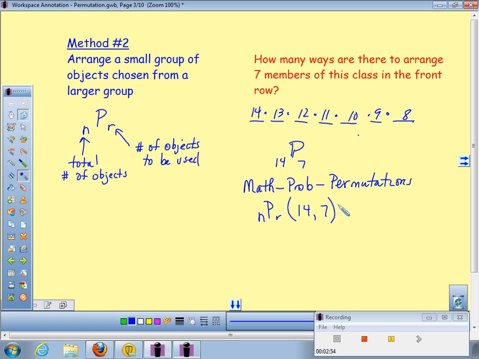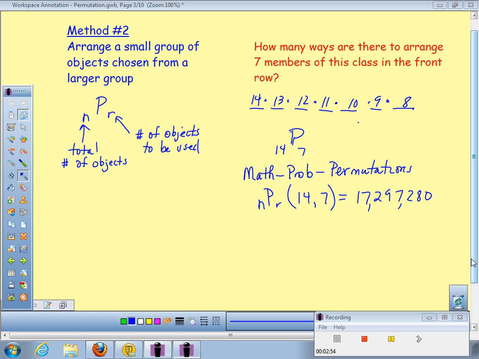And I should have paid attention, what number did it give you? 172,972,800. So still, 17 million patterns we could make out of you all in the front row alone. That's a lot of patterns. I got that number also.